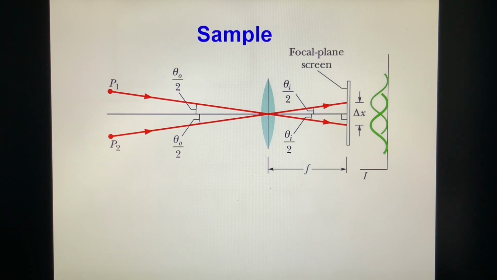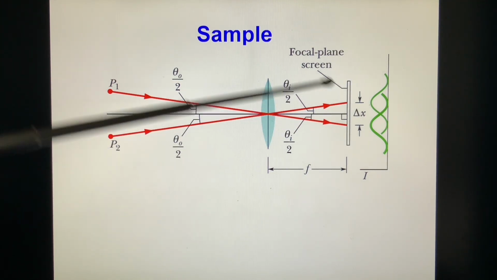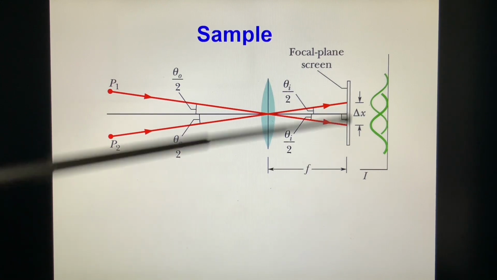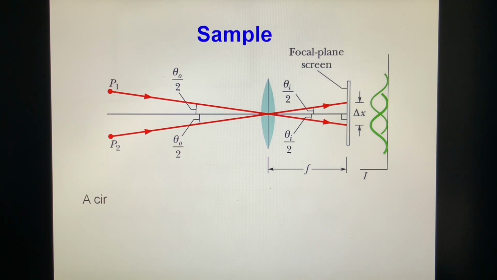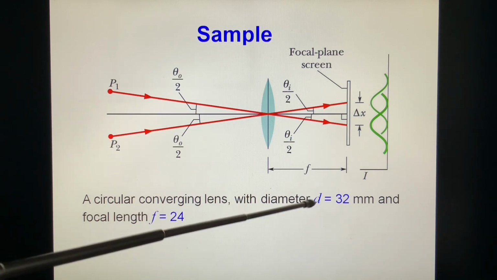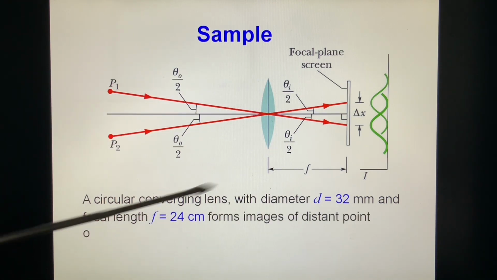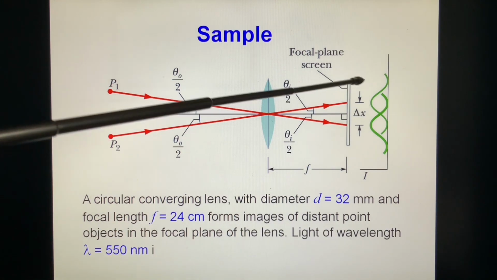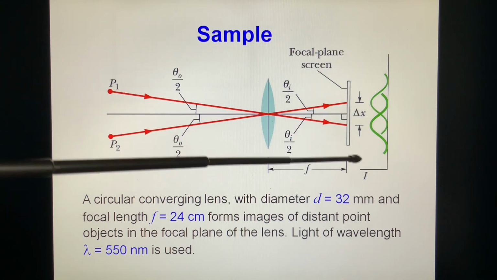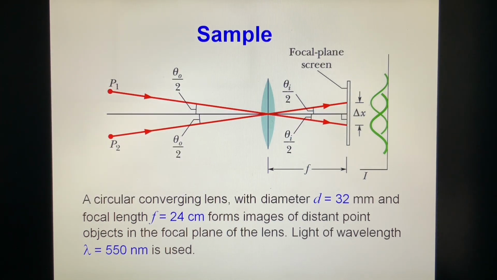Sample. Two distant points, we want to separate them. This screen is on the focal plane. So delta x equals f theta I. A circular converging lens with diameter d of 32 millimeters and focal length f of 24 centimeters forms images of a distant point object in the focal plane of the lens. Light of wavelength lambda 550 nanometers is used.